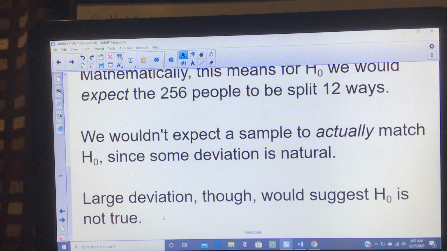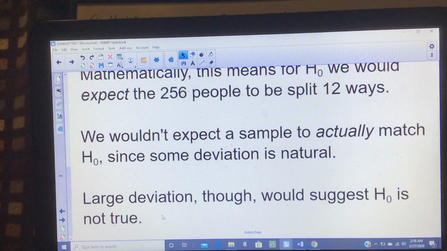But since we don't expect the sample to actually match the null, since some deviation is natural, it's okay to get some deviation and the null could still be true. So that's what this chi-square test is going to do. If the deviation is large enough, though, if we get extreme deviation, that seems to suggest the null's not true. So like, say I picked a random sample of CEOs and everyone was Pisces. Every single one of them was Pisces. It would be hard to say, oh, well, the zodiac sign had nothing to do with it when everybody who was successful was in Pisces and nobody was in any other category.